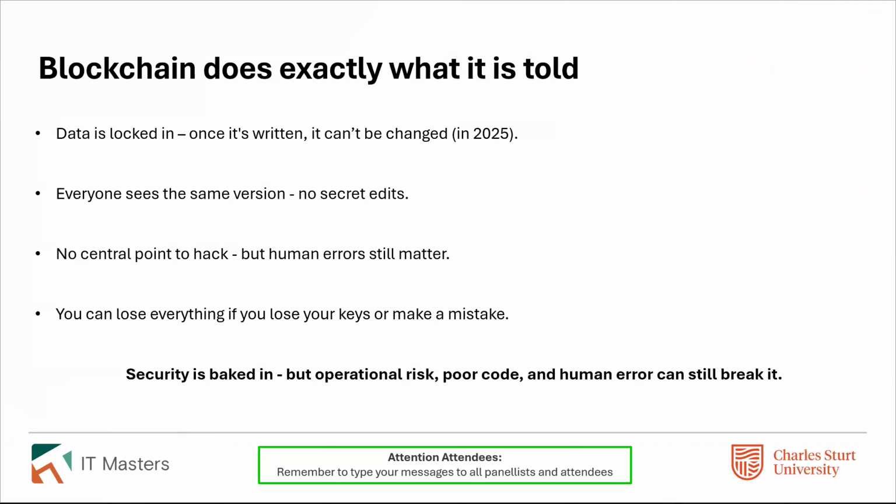So blockchain does exactly what it's told to do. If you tell it to jump, it will jump. If you tell it to not jump, it will not jump. But the data is locked in, and once it's written, it can't be changed. I say in 2025, there might be future versions where that sentence goes outdated, but ultimately the principle of blockchain is that once it's in, it's never going to be changed. So everyone sees the same version. There's no central point to hack. So security is baked in, but operational risk, poor code, and human error can still break it.